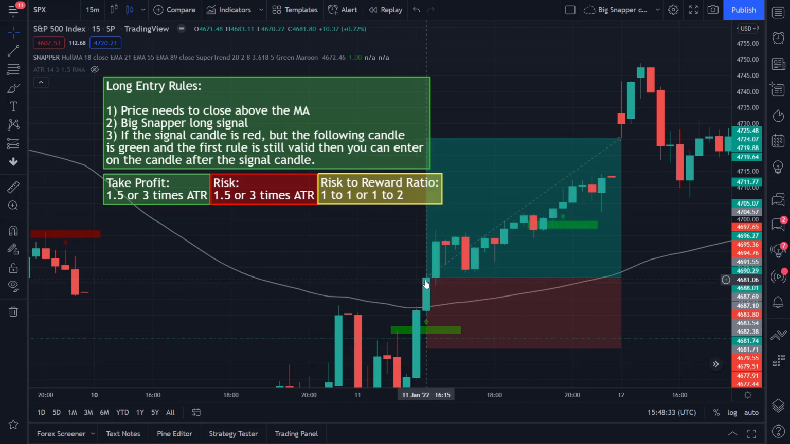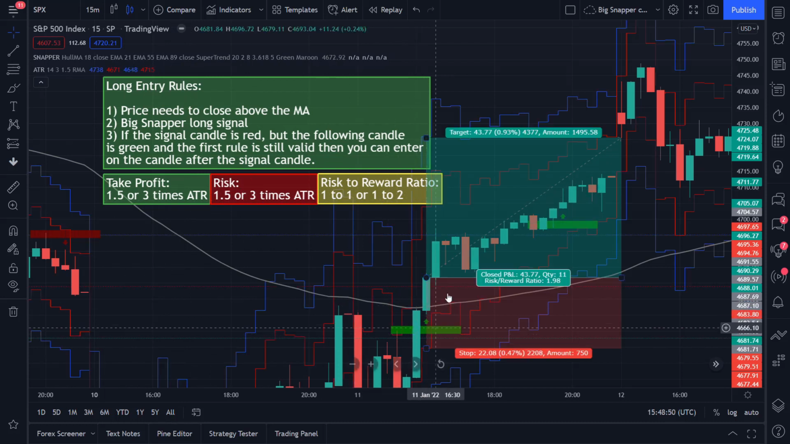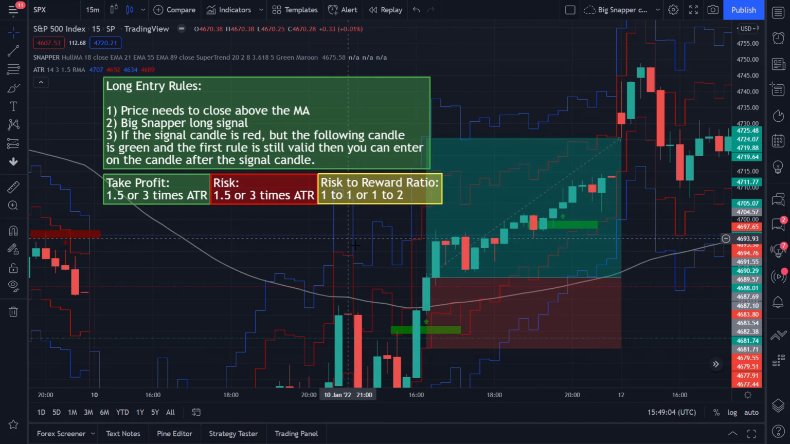Now let's place our stop loss and take profit. As we are going to test different combinations of the 1.5 and 3 times ATR take profit and the risk-to-reward ratios, now I'm just going to set it to a 1.5 ATR risk and a 3 times ATR take profit. As you can see, this trade would have been a winner. Now let's see a short example.